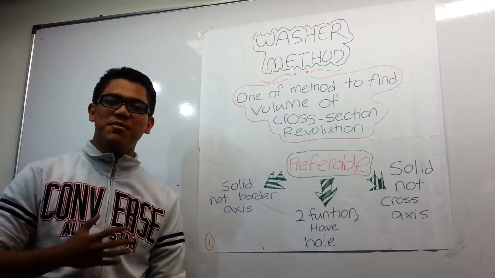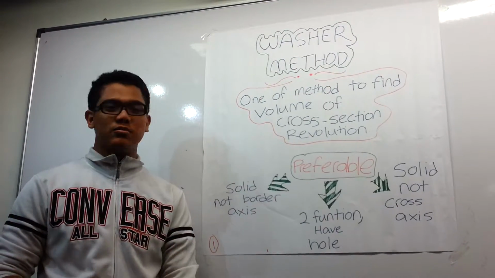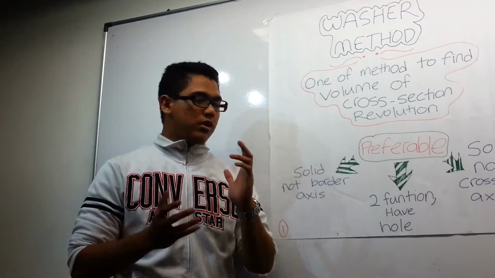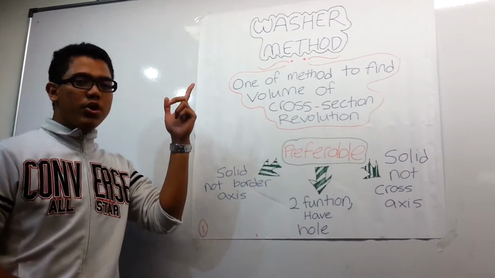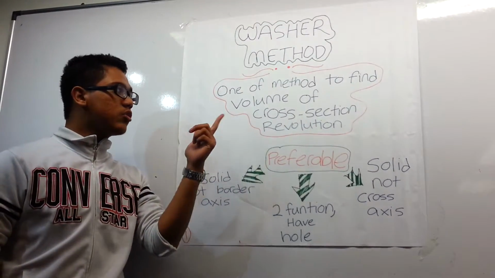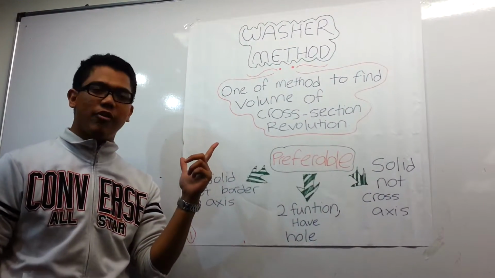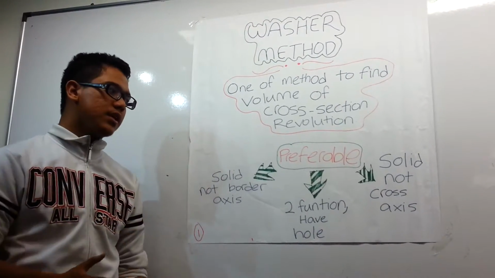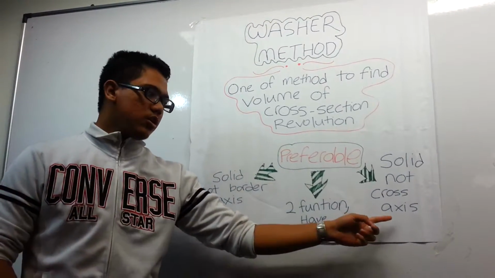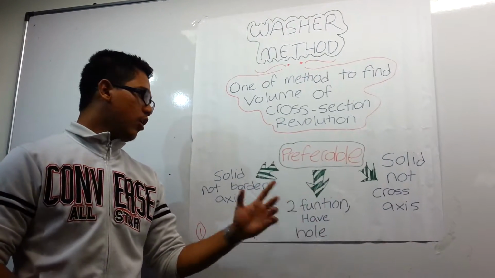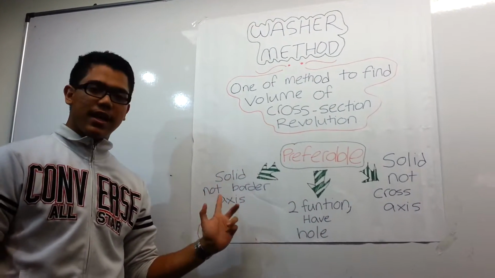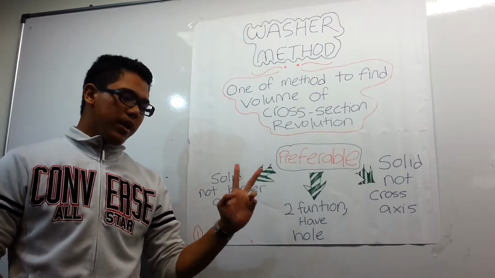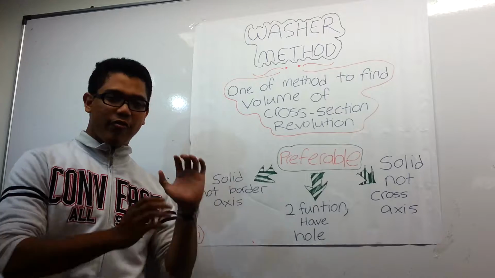Hi guys, my name is Daniel and today I will talk about the washer method to find the volume of a solid of revolution. The washer method is one of the methods to find the volume of a solid of revolution. This method is preferable when the solid does not cross the axis line, or the solid does not border the axis, or when there are two functions that have a hole in it.